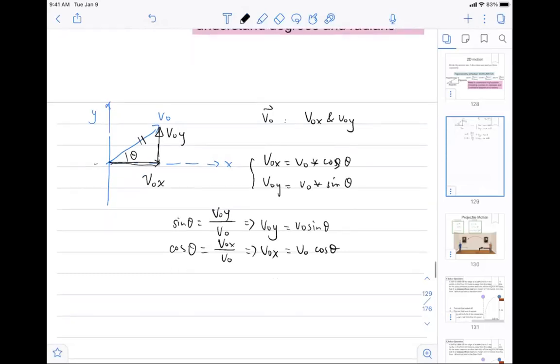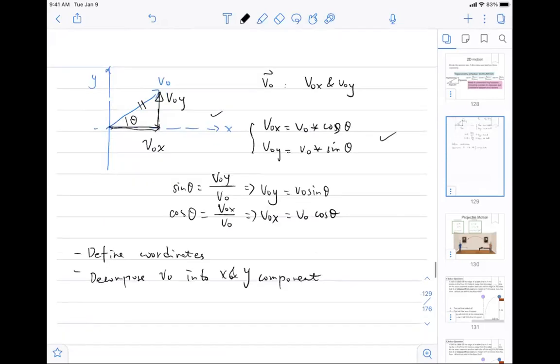So what we do in analyzing 2D motion is, first of all, define our x and y direction, define our coordinates, which is already done. And then we decompose our v naught into x and y components. We have already done that as well, right? We did it here, and we had our coordinates defined here. And then the third step is that you're ready to analyze your motion in x and y separately.